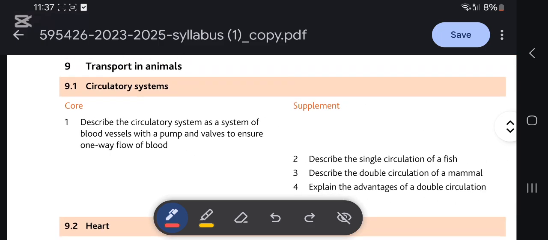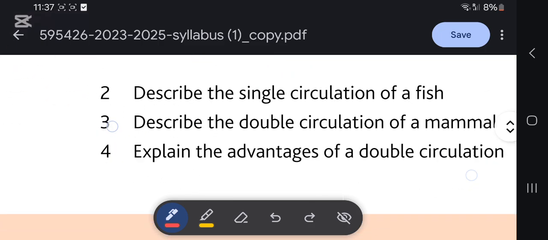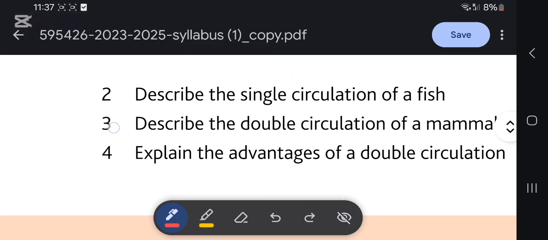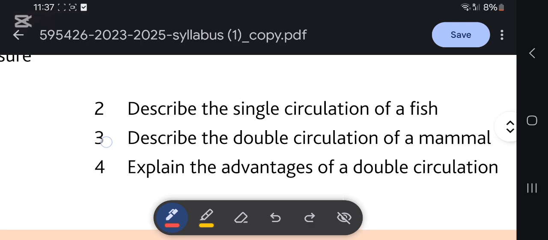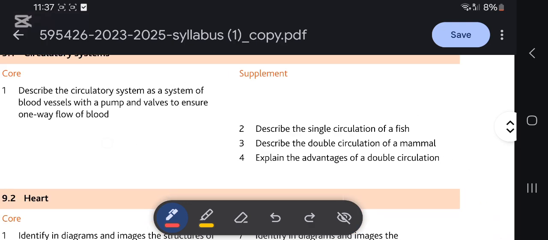Basically, in single circulation of a fish, they have only a 2-chamber heart, and double circulation has a 4-chamber heart. In single circulation, the blood travels through the heart only once in a circuit of the body, and in mammals it travels twice, so the high blood pressure can be maintained.